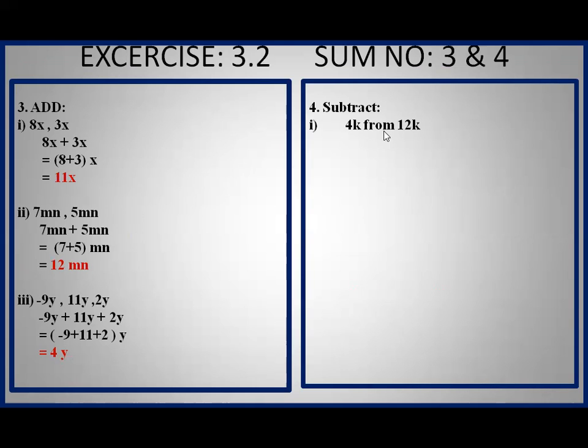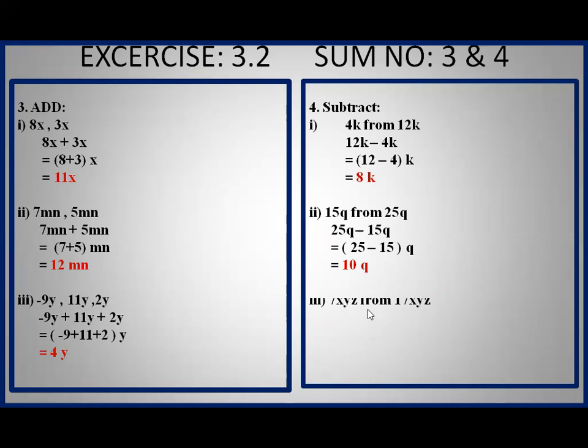Subtract 4k from 12k. So 12k minus 4k. Both are like terms. So 12 minus 4 is 8k. 15q from 25q. So 25q minus 15q. You get 25 minus 15 as 10q. 7xyz from 17xyz. So 17xyz minus 7xyz. 17 minus 7 is 10xyz.